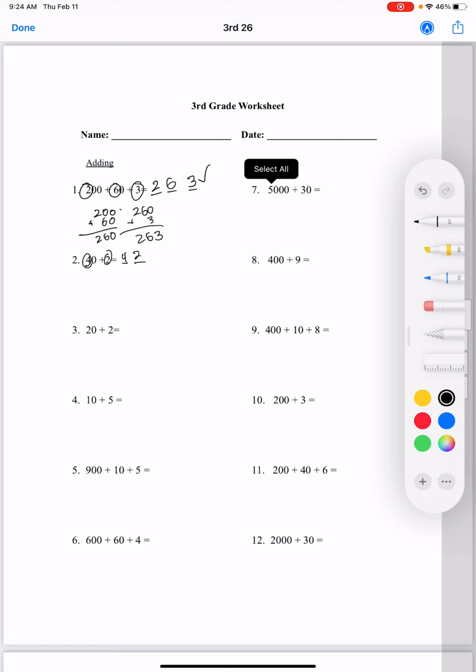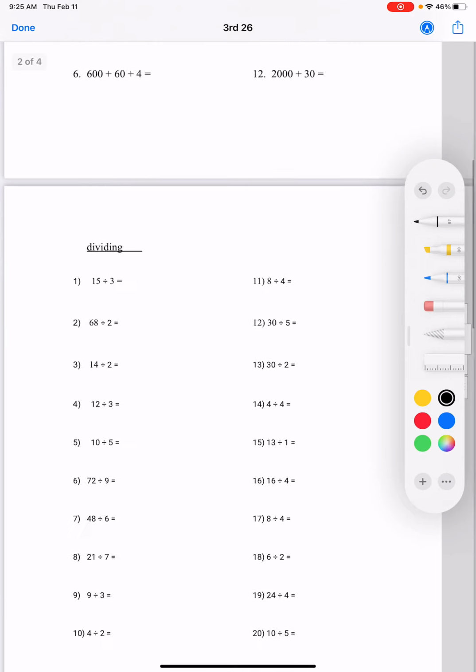Same thing goes for number 8. So in number 8, you have to look at the place values carefully. The 4 is in the hundreds and the 9 is in the ones. So that means you have a 3-digit value. The 4 goes into the hundreds, the 9 goes into the ones, and the tens place is filled with a 0. So the answer would be 409.